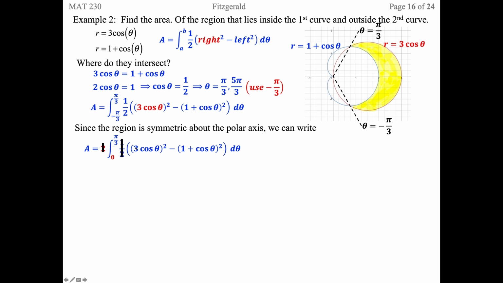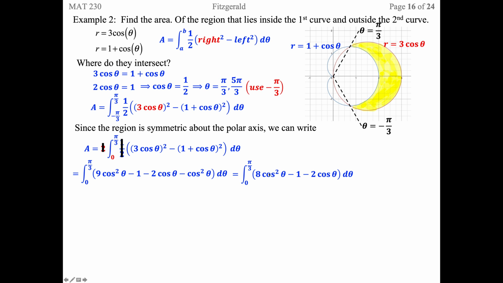All right, so let's square these. So 9 cosine squared theta minus, FOIL this one out, then distribute the minus sign, minus 1 minus 2 cosine theta minus cosine squared theta d theta. Combine like terms, we get 8 cosine squared theta minus 1 minus 2 cosine theta.